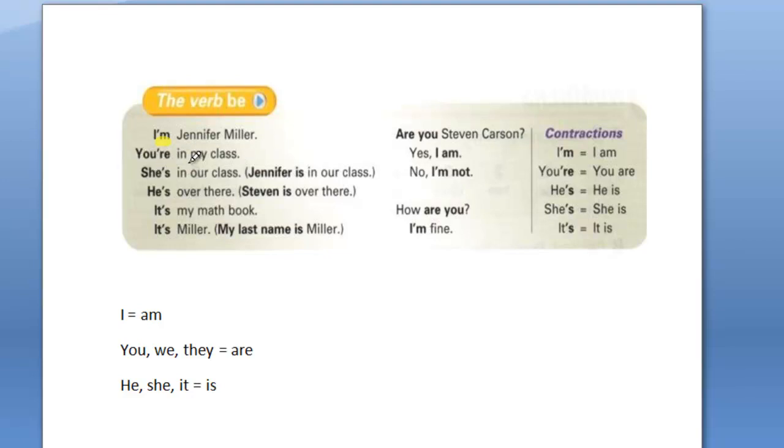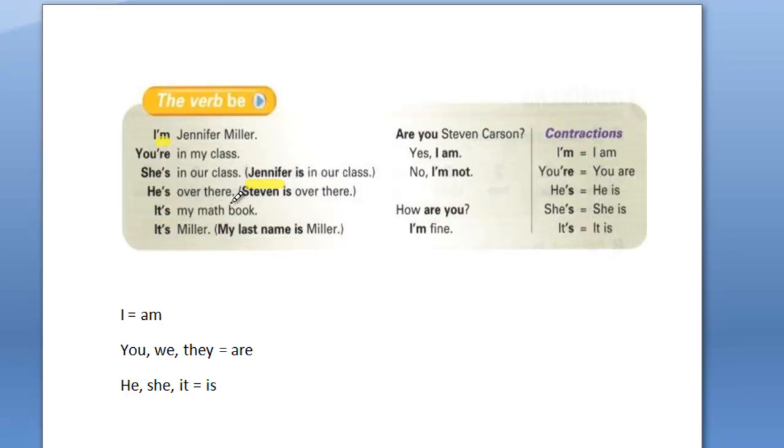You're in my class. She's in our class. Jennifer is in our class. Now, the pronouns could be changed for the names of people. As you can see, Jennifer is replaced by she. So instead of me saying she's in our class, I exchange the pronoun for the name of a person. So in this case, I use Jennifer. Jennifer is in our class.